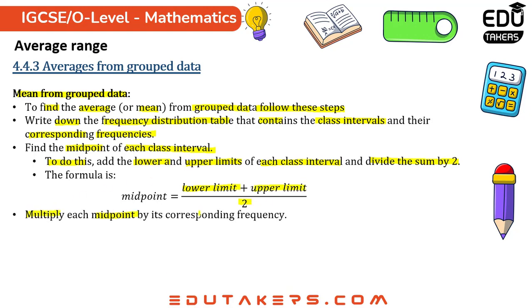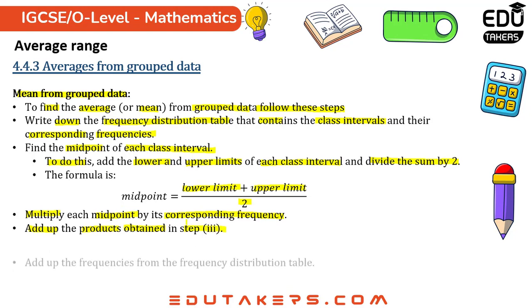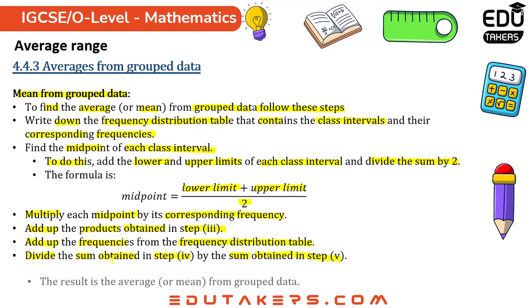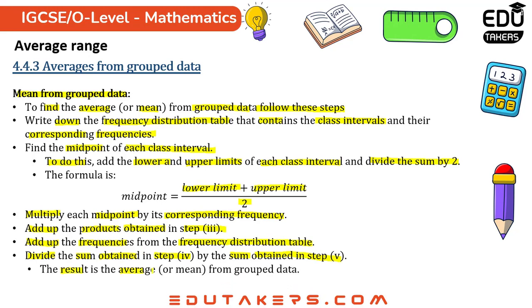Step 3: Multiply each midpoint by its corresponding frequency. Step 4: Add up the products obtained in step 3. Step 5: Add up the frequencies from the frequency distribution table. Step 6: Divide the sum obtained in step 4 by the sum obtained in step 5. The result is the average or mean from grouped data.